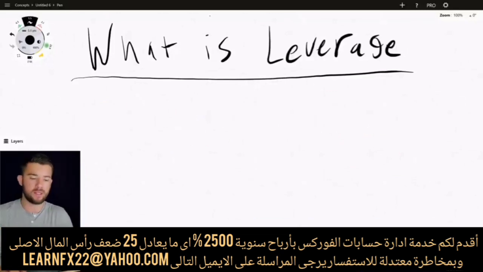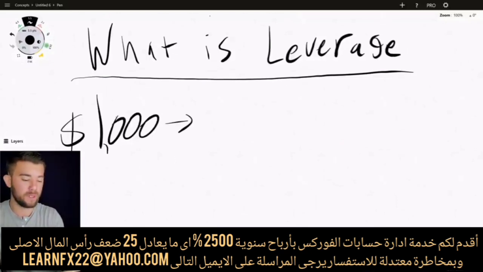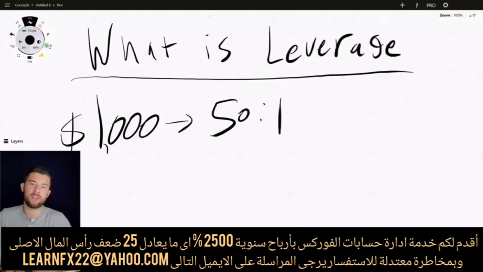Same scenario we've been discussing: a $1,000 account with 50 to 1 leverage. So if you have a $1,000 account and 50 to 1 leverage, what's the correct way of using that leverage? Well, first decide what your risk management plan is going to be. How much are you going to risk per trade?